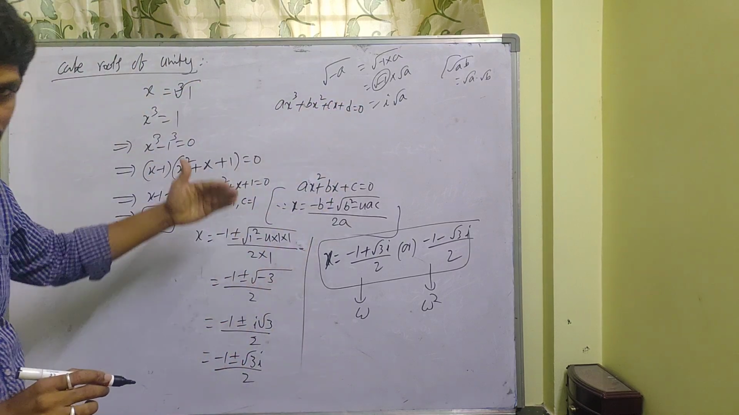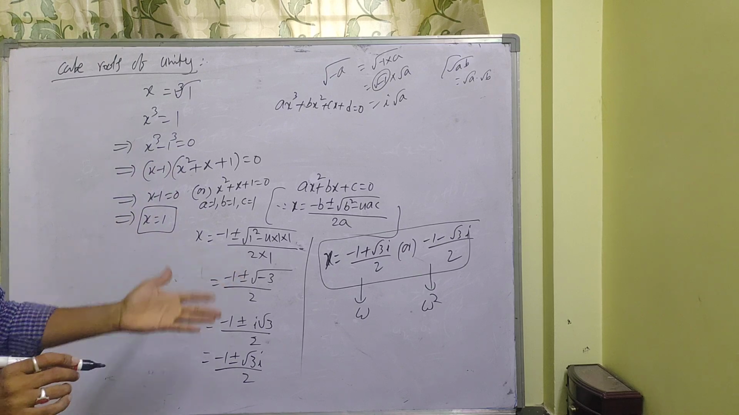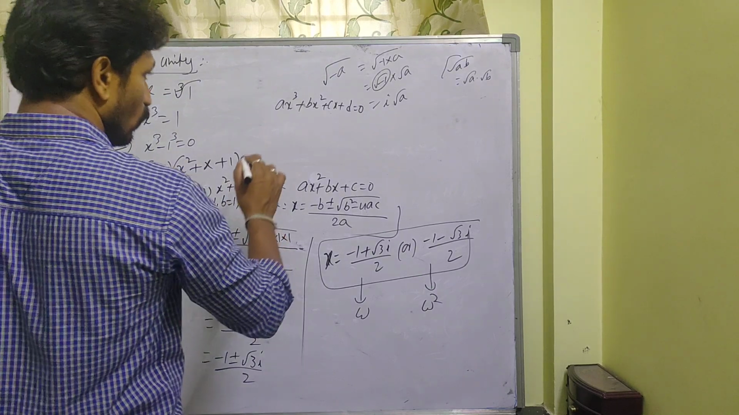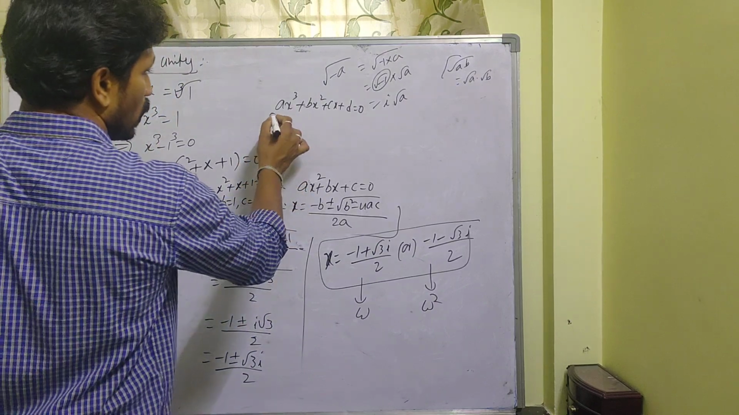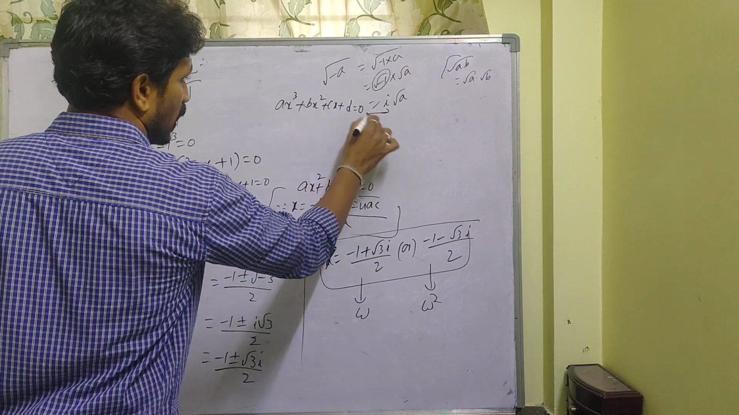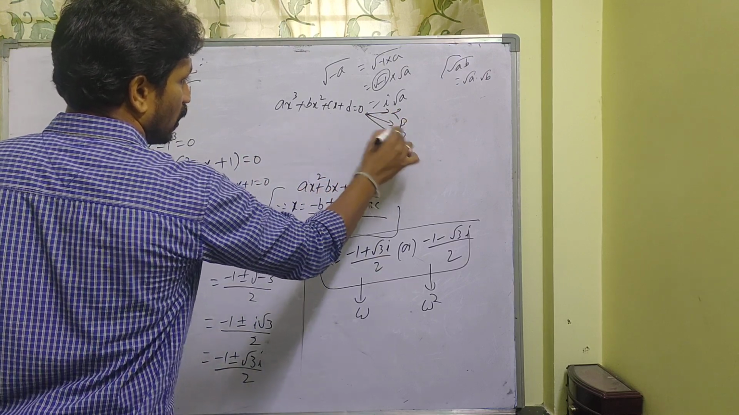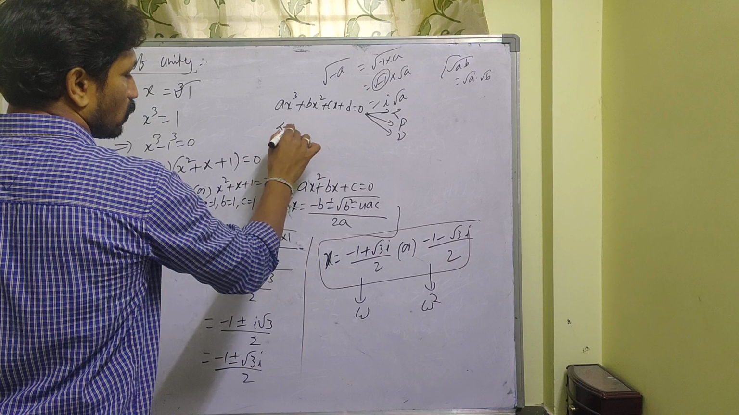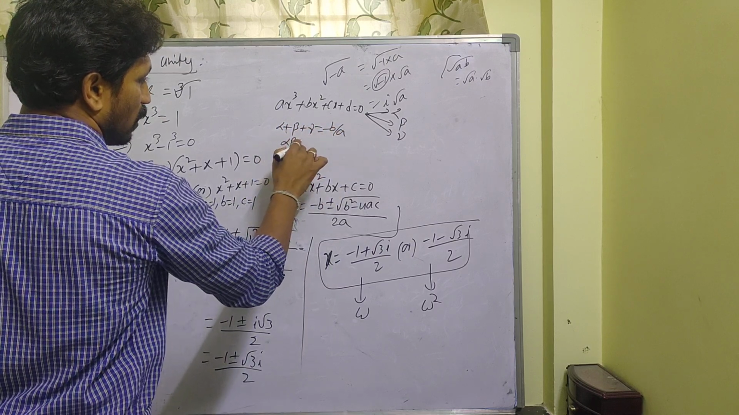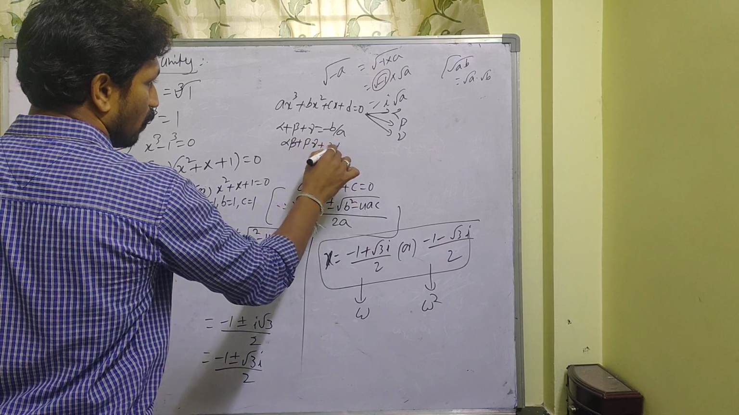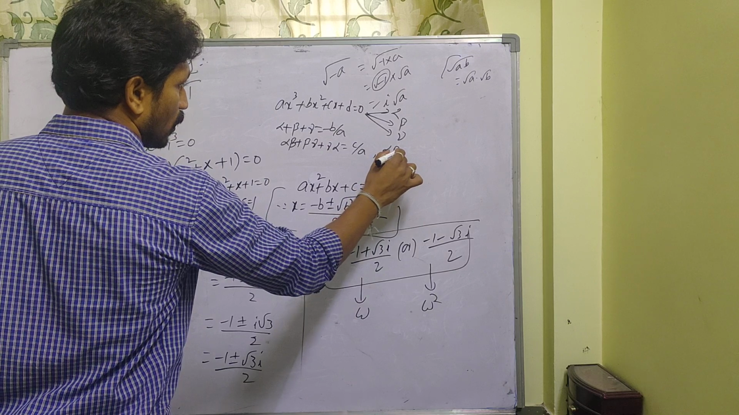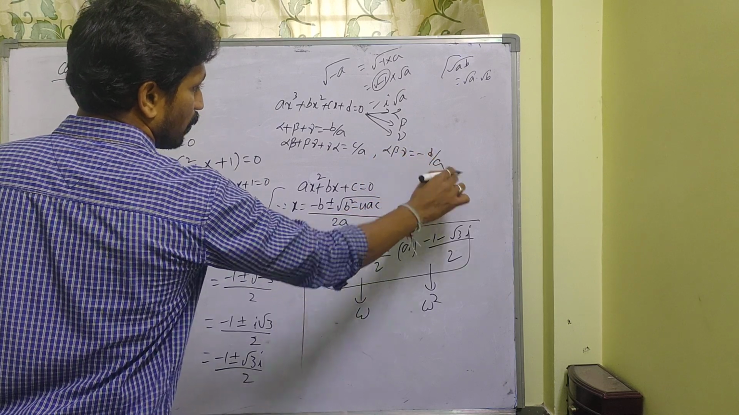Once again I will discuss in basics class. Roots of the polynomial with their coefficients. See, ax cube plus bx square plus cx plus d is equal to 0 is there. Let us take these roots are alpha, beta, gamma. Sum of the roots alpha plus beta plus gamma is equal to minus b by a. Alpha beta plus beta gamma plus gamma alpha is equal to c by a. And alpha beta gamma is equal to minus d by a.